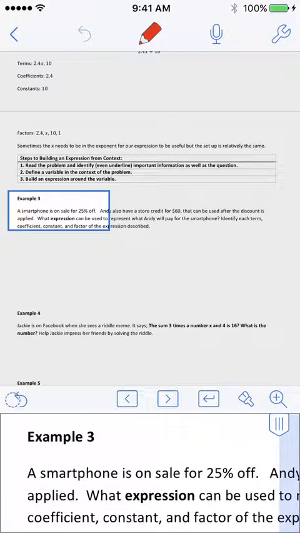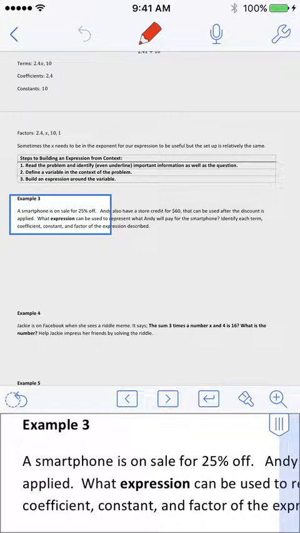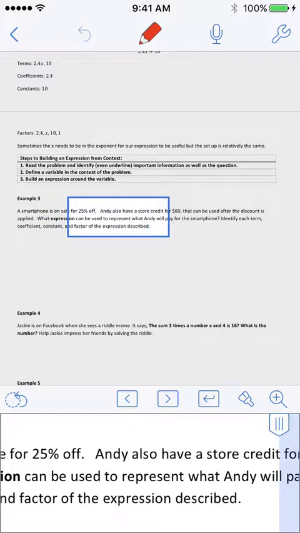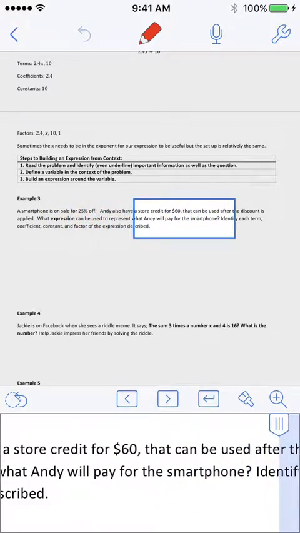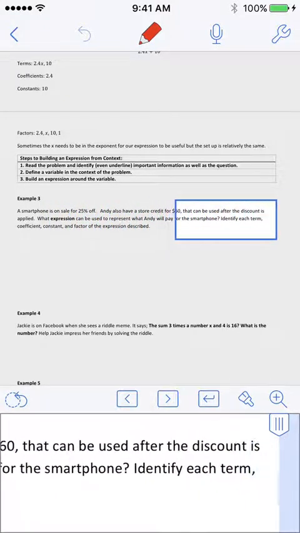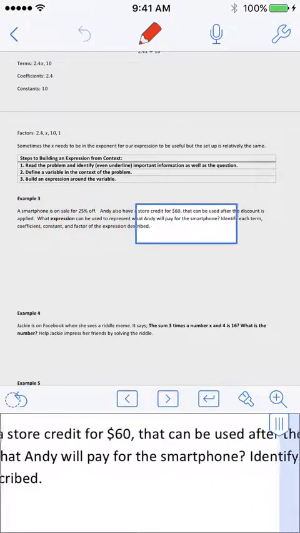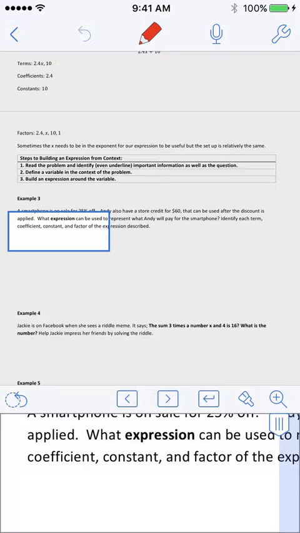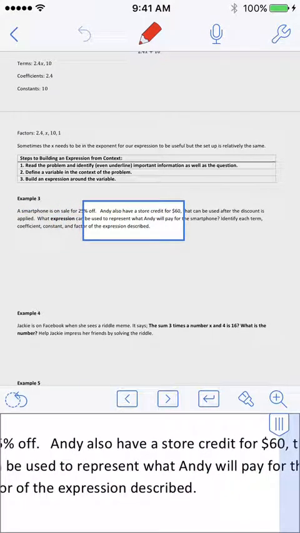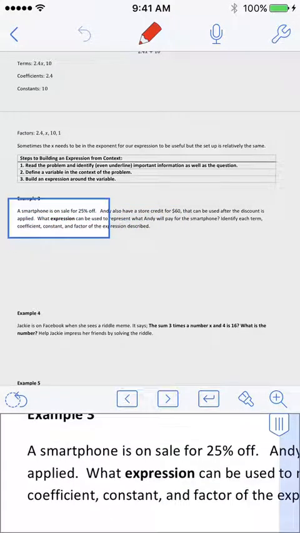Okay, so let's try this with example 3. A smartphone is on sale for 25% off. Andy also has a store credit for $60 that can be used after the discount is applied. What expression can be used to represent what Andy will pay for the smartphone? Identify each term, coefficient, constant, and factor of the expression described. All right. So it sounds like a situation you may have heard often. Sounds like something you might see at the mall when you go shop for a smartphone.